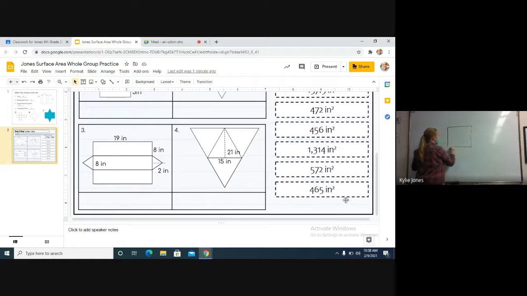Alright. Number 1, you just have to find the area of all the rectangles and add them up. That's kind of hard. I know it's a little bit difficult, but you can do it. I believe in you guys.